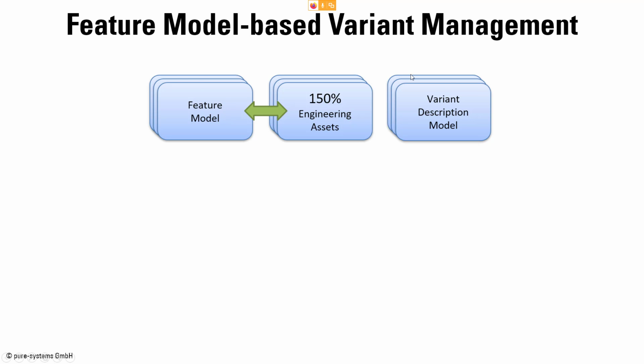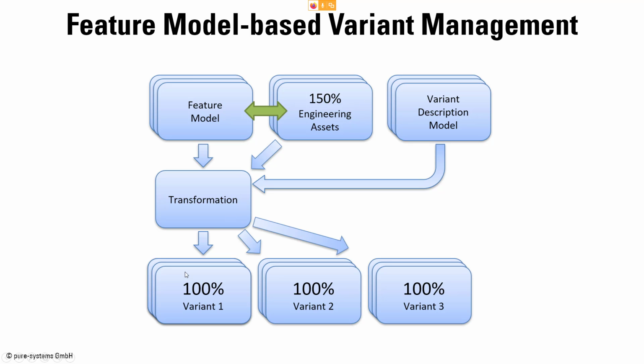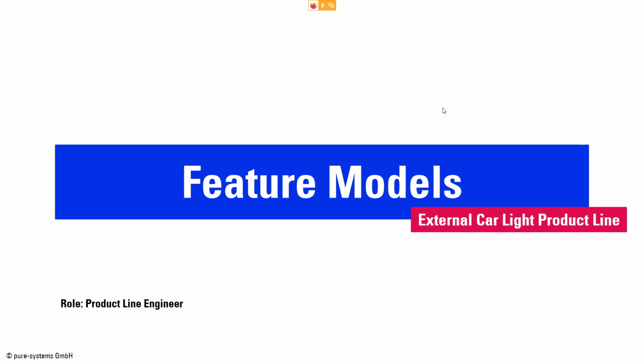You will be able to configure variants in a so-called variant description model that basically shows the features that you have earlier defined in your feature model, and you are in this model selecting features from that feature model that are relevant in a variant-specific context. And all this information goes as input into a so-called transformation step, where pure::variants can generate out of your 150% code base the 100% code for each of your variants based on the feature selection for the respective variant. And this is what we will have a closer look at in the coming minutes.